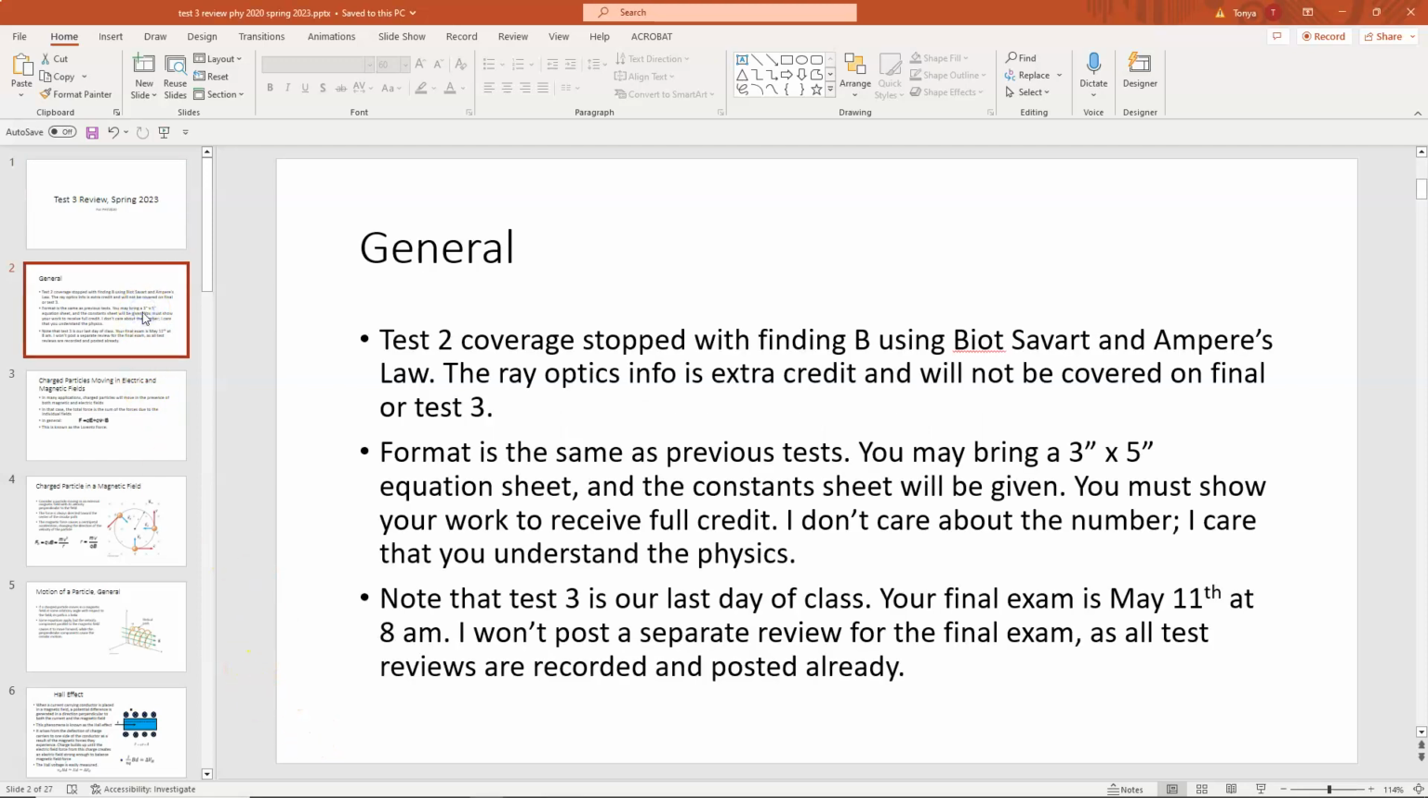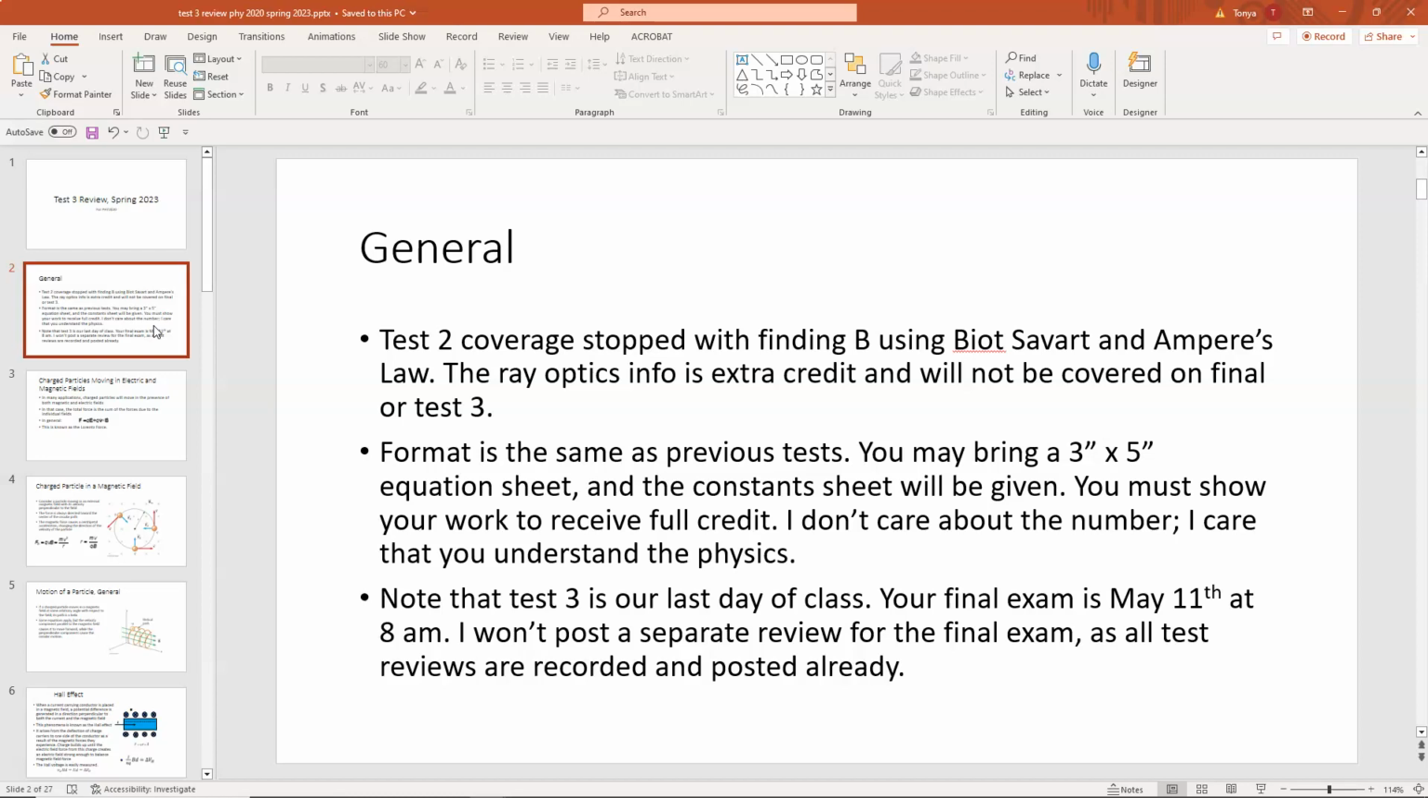So just general overview. Our Test 2 coverage stopped with finding the magnetic fields using the Biot-Savart law and Ampere's law, so this Test 3 material will pick up there. Remember that the ray optics info is all extra credit. It's an extra credit homework, it's extra credit material, completely bonus. And so it's not going to be covered on Test 3 or on the final exam.